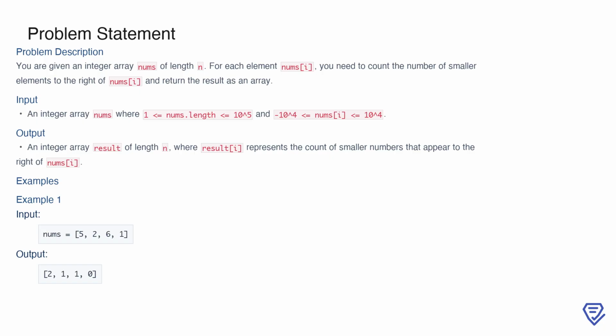Let's look at an example to understand the problem more clearly. Suppose nums is 5, 2, 6, 1. For the first element, 5, there are two smaller elements to its right, specifically 2 and 1. For the second element, 2, there is one smaller element to its right, which is 1. Similarly, for 6, there is also one smaller element to its right, and for 1, there are none. Thus, the output in this case is 2, 1, 1, 0.